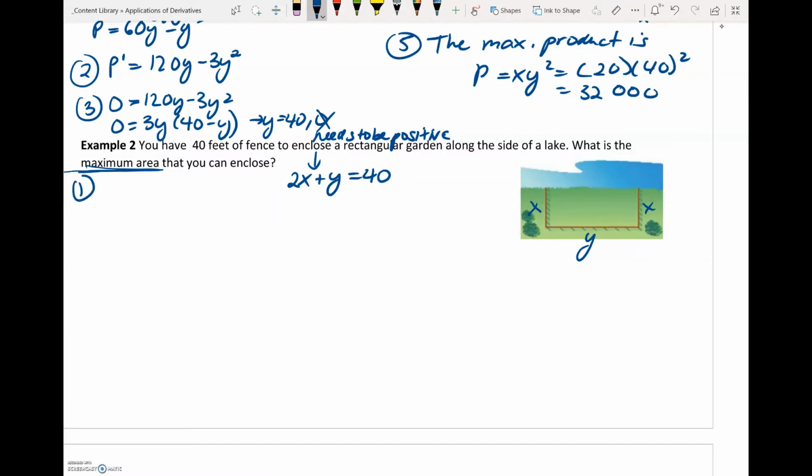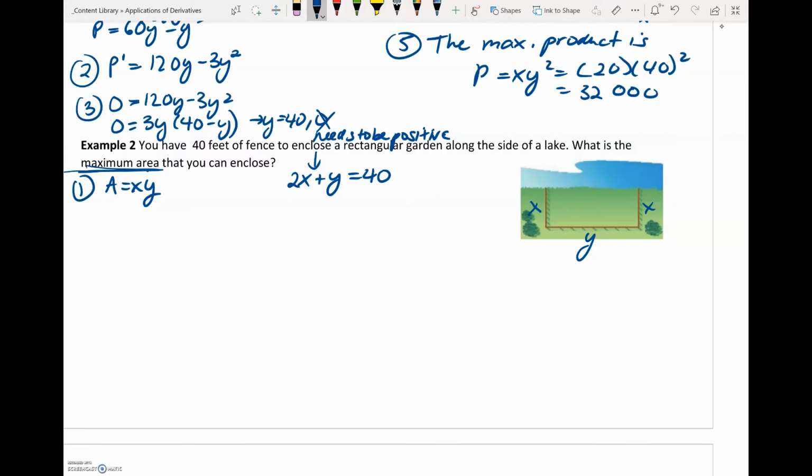Now looking at our optimization function, we want to maximize area. So the area of a rectangle is x times y, length times width. And again, we don't want to have two variables when we want to find the derivative of the area. So we're going to change this all in terms of x or all in terms of y. I think this time it doesn't really matter though. I'm going to turn everything into all in terms of x.